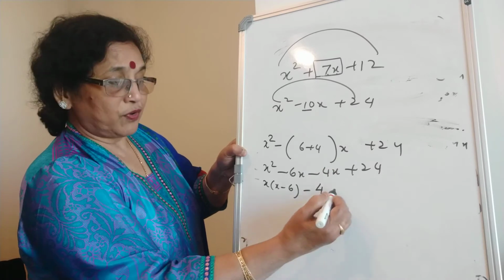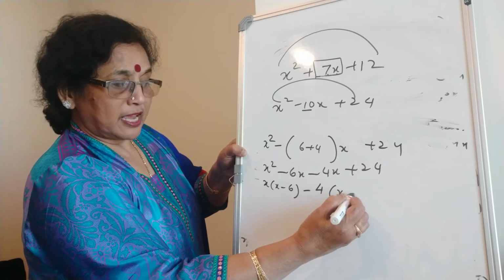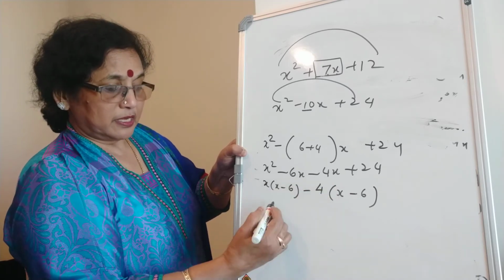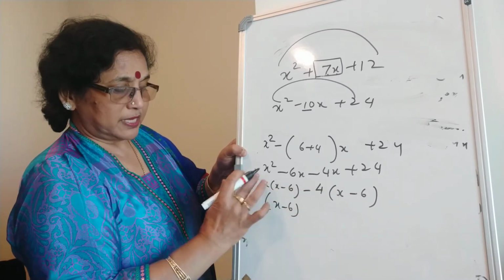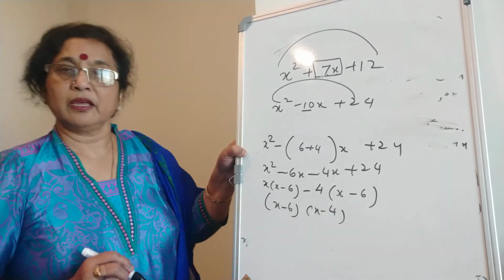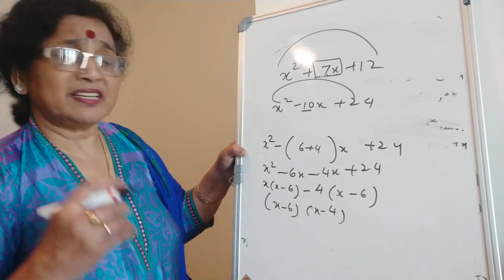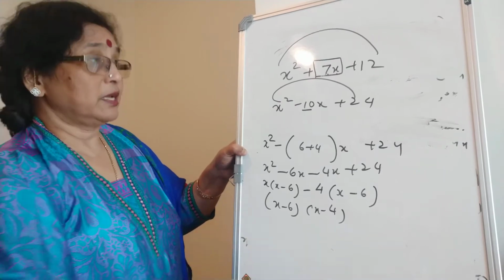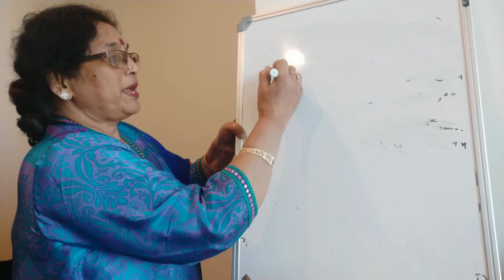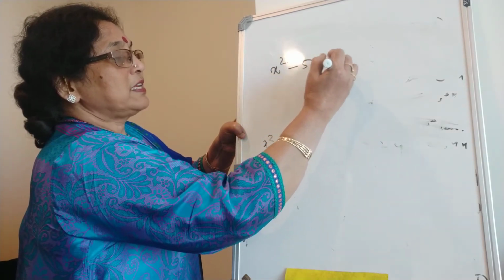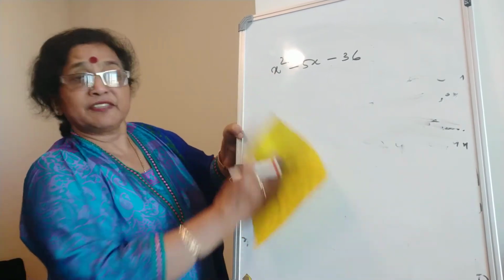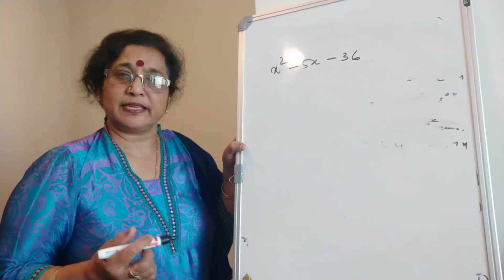I take minus 4. So it will become plus x and minus 6. Minus into minus is plus. Same sign. The common factor is x minus 6. And what is left is x minus 4. Okay. This is sum of the factors. Now let us see when it comes negative product. So suppose you have x square minus 5x minus 36. Okay, x square minus 5x minus 36.